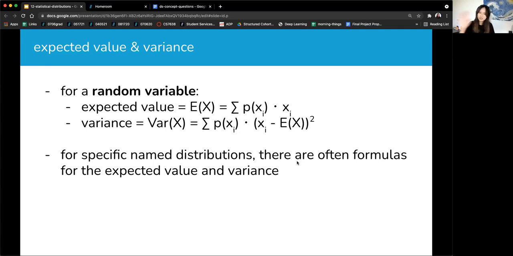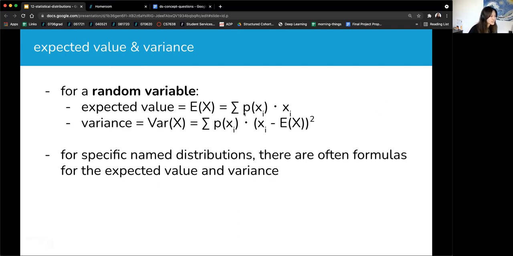So here are some formulas, not important to remember. I think these are actually built into not NumPy, but SciPy. If not, it might be in NumPy as well. I forget right now. But every random variable has an expected value and a variance. And for specific named distributions, today we're going to talk about Bernoulli, binomial, and normal distribution, there are often formulas for expected value and variance that simplify these forms, because this looks a little bit intimidating.